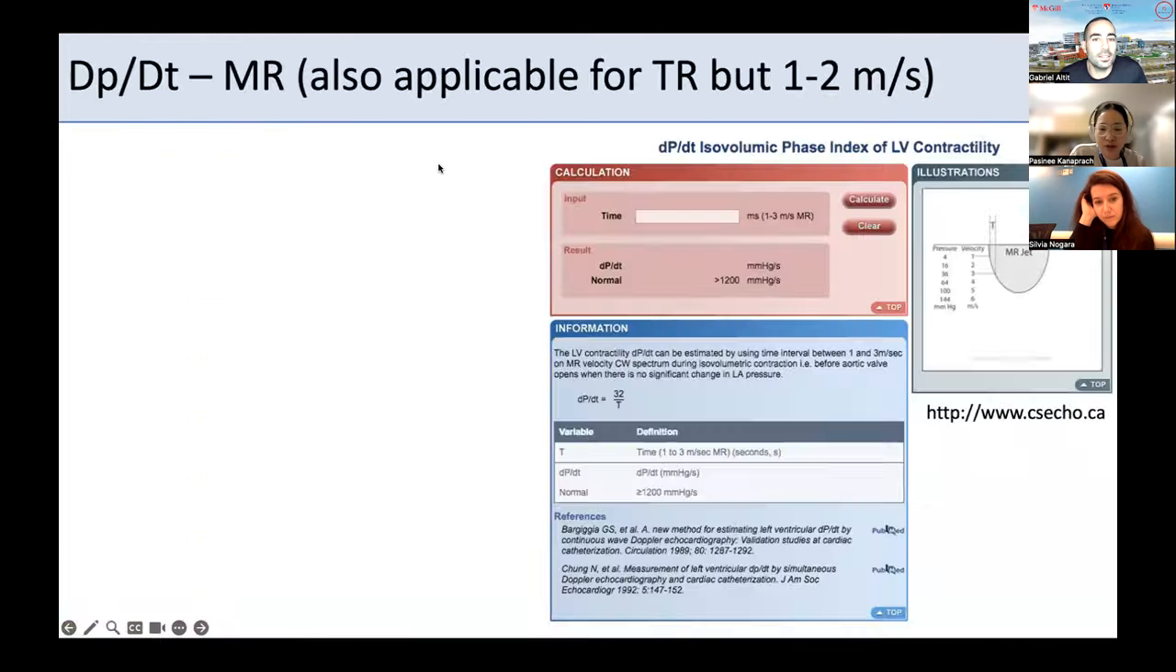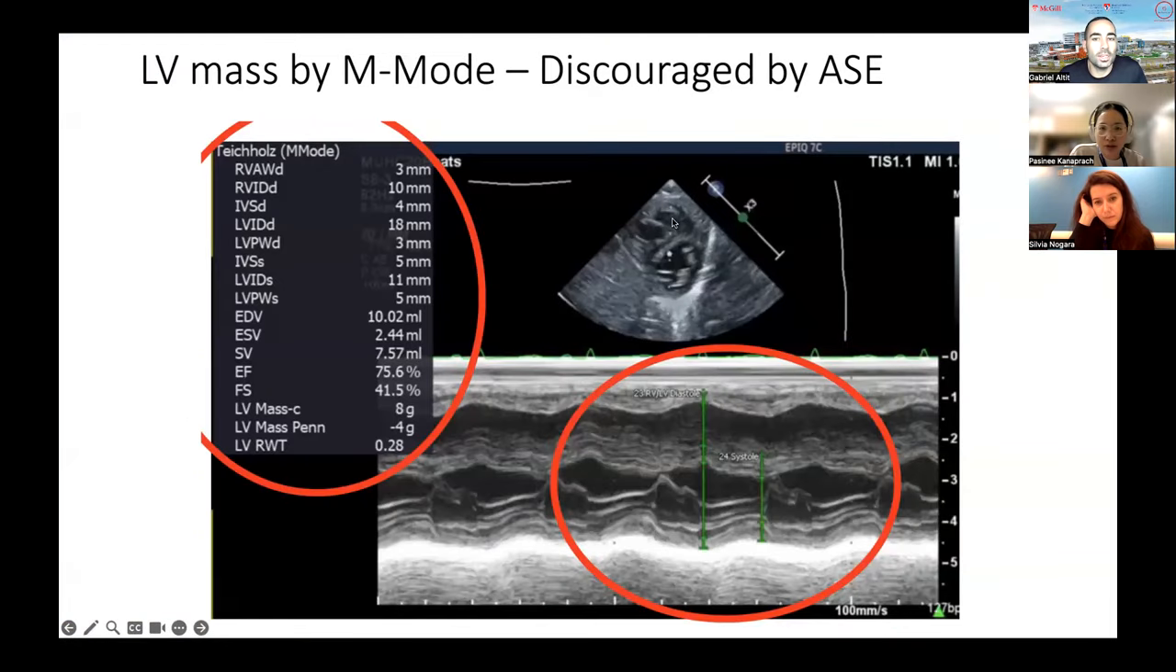But as I said, the LV mass by M-mode is discouraged, because it is very angle dependent. Also, you may have some hypertrophy in certain areas of your ventricle that might be very localized and that you will not pick up with your M-mode. So think about an infant of a diabetic mother who may have more septal hypertrophy that may not be well picked up, depending on the section that you decided to do your line of interrogation.